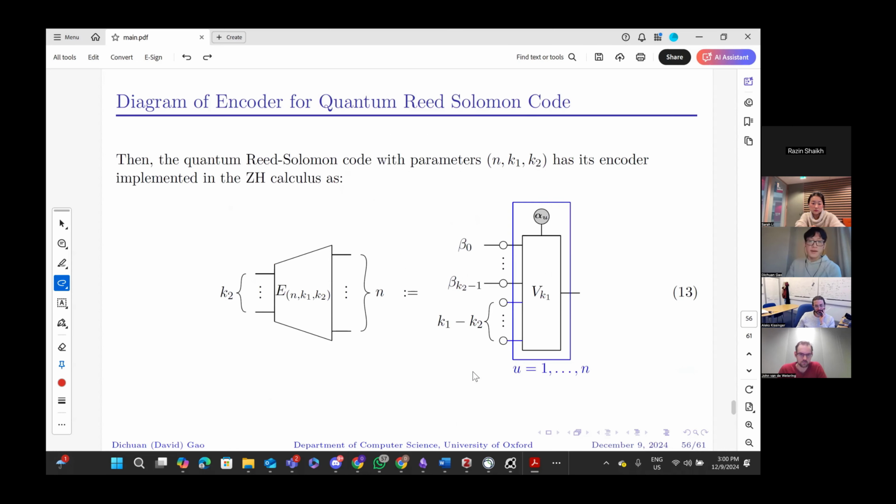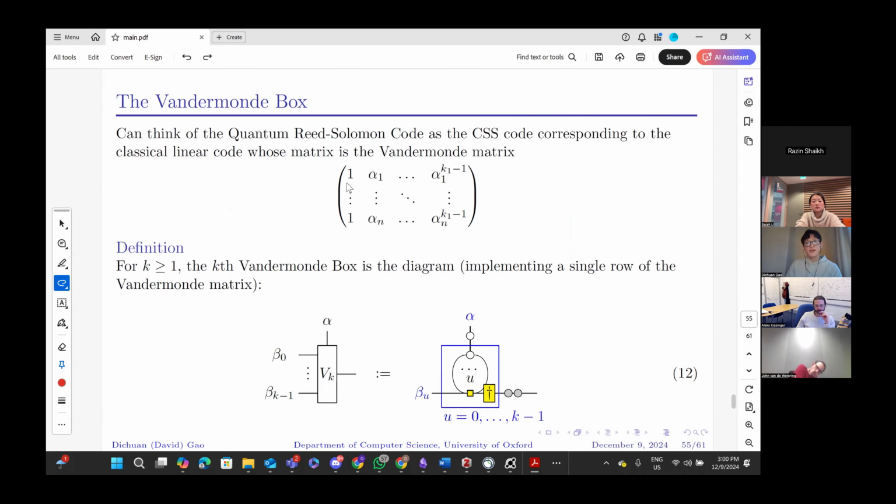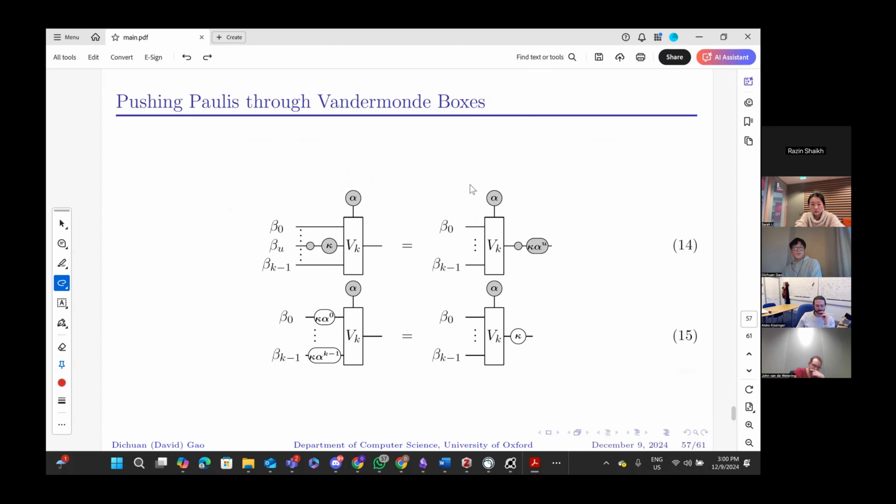And the only thing that narrows it down is the fact that each row in this matrix is the powers of a single fixed field element, rather than just arbitrary field elements. And of course, that's also the reason why we know how to push Paulis through them. We know that you can just change the phases in your Paulis by the powers of this fixed field element.